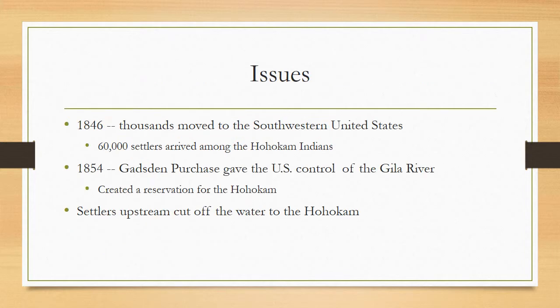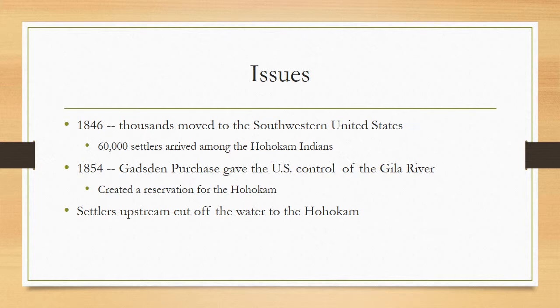The first documented controversy involving the Gila River took place during this time, when thousands of settlers moved to the southwestern United States in search of precious materials. A majority of these settlers, some 60,000, arrived or passed through the Hohokam Indian community along the Gila River. The settlers were ill-prepared for the harsh southwestern environment, and as a result, the Hohokam Indians were forced to help the starving, dehydrated people.